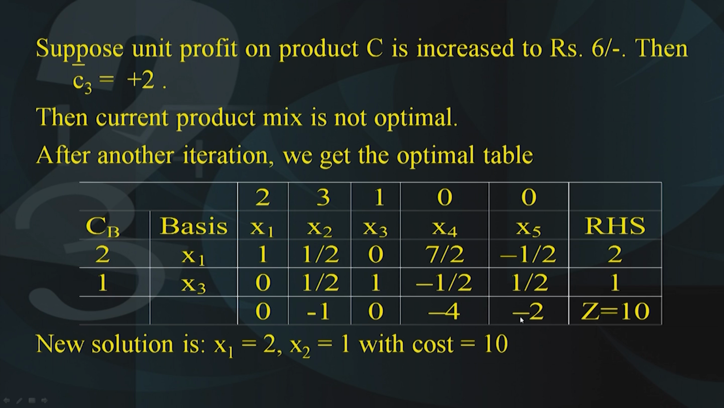Hence, this is the optimum solution, and the objective function value, that is the profit, is 10 rupees. So, the new solution that is obtained is x1 equal to 2 and x3 equal to 1 with a profit of rupees 10. So, what does this mean? This means that if the profit has been changed to rupees 6, then the solution is no longer optimum and we have to perform another iteration to reach the optimum solution.